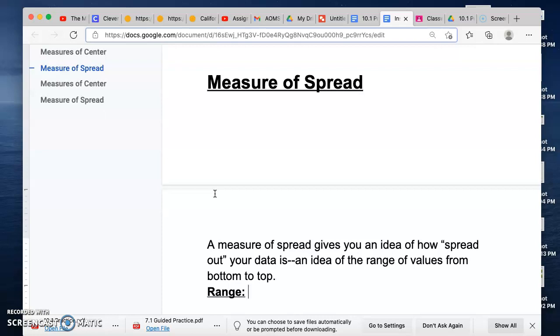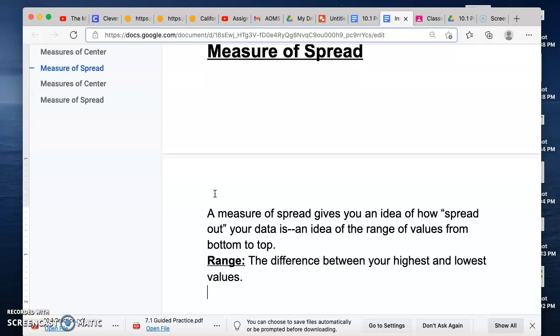Range is the difference between your highest and lowest values. Example, if I have 1, 2, 3, 4, and 5 again, well, my range is the highest value, which is 5, minus the lowest value, which is 1, and that equals 4. My range is 4 because highest value is 5, lowest value is 1, 5 minus 1 is 4.